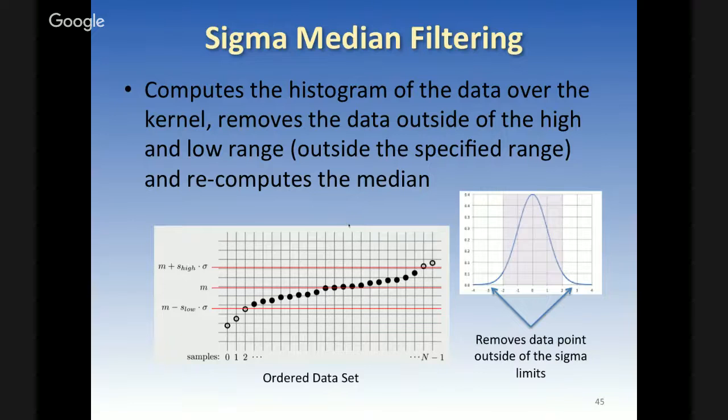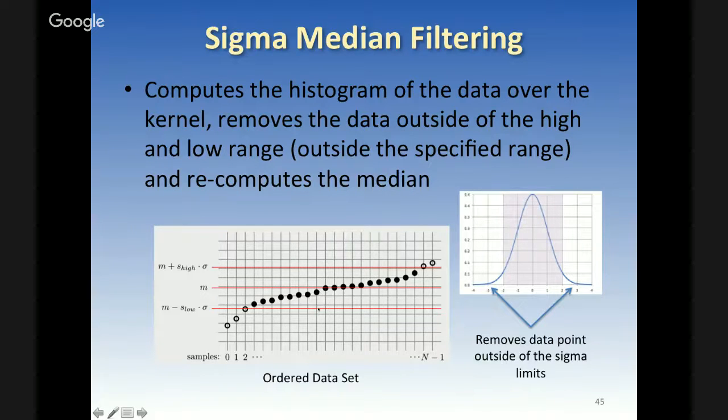A sigma median filter is the exact same thing as a sigma filter, except what we do is we compute the histogram over the data, over the kernel, and we remove the data outside the high and low range. So if we were to do a plot of what's in the kernel, now obviously it's not going to be this nice smooth thing, it'll be a little choppy, but we can compute the sigma level of this, and here's a plot, sort of an ordered plot of the data, say through a stack. If the data is outside of this range, the median plus the high sigma, then we just toss it out. And then we recompute the median of this newly modified data. And that's what a sigma median filter is doing.